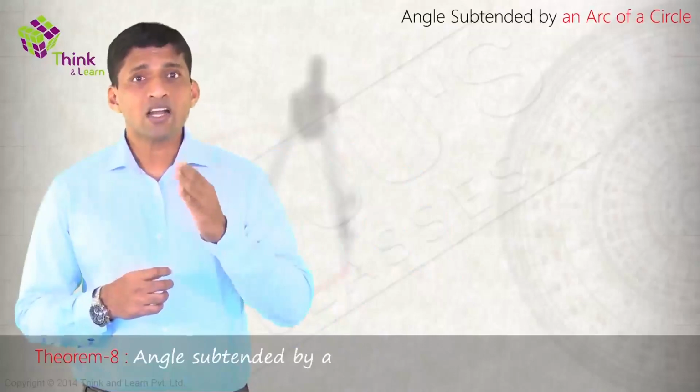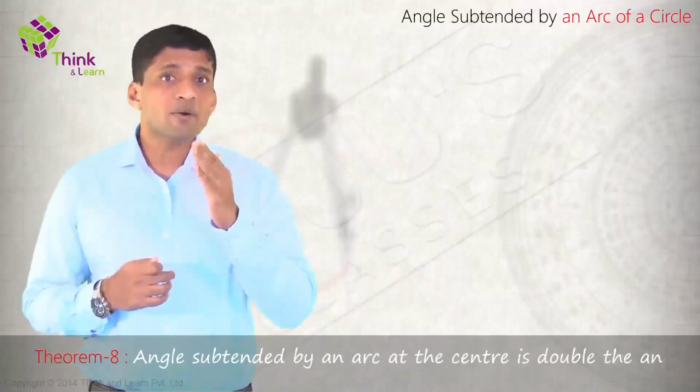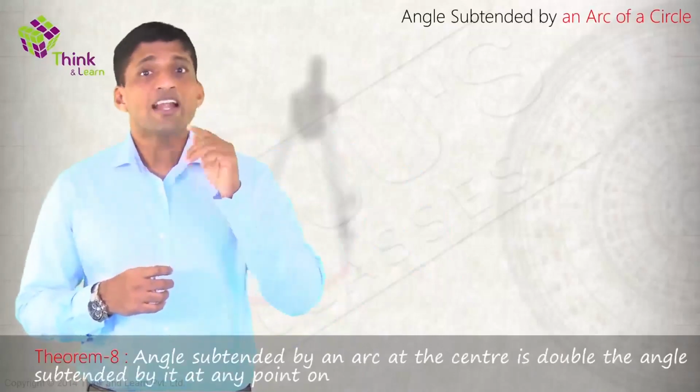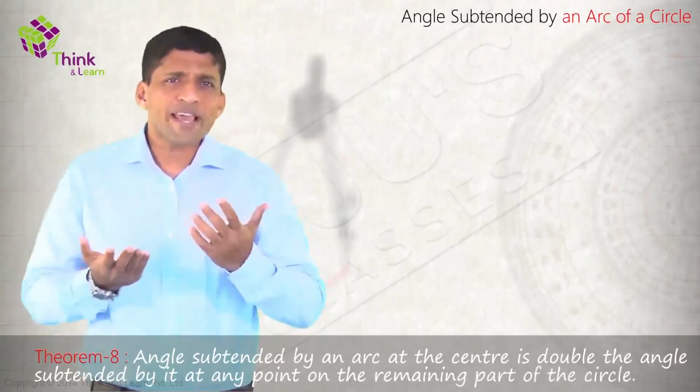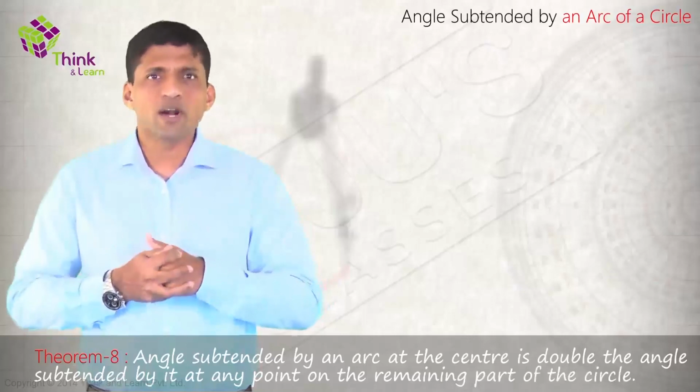Next, I'm going to discuss an important theorem. It can be stated like this. Angle subtended by an arc at the center is double the angle subtended by it at any point on the remaining part of the circle. Now, if you visualize, it's a very simple theorem to understand.